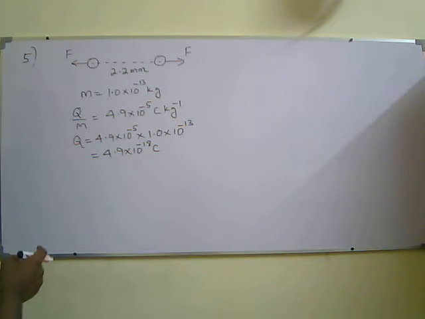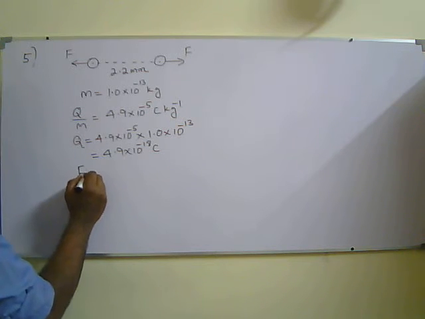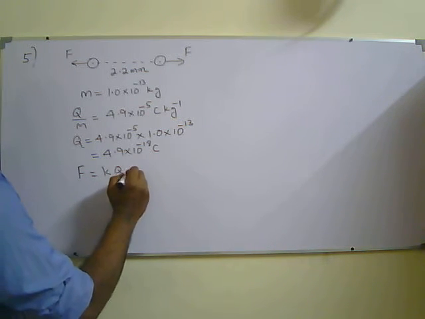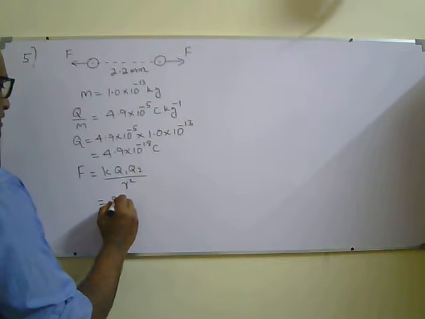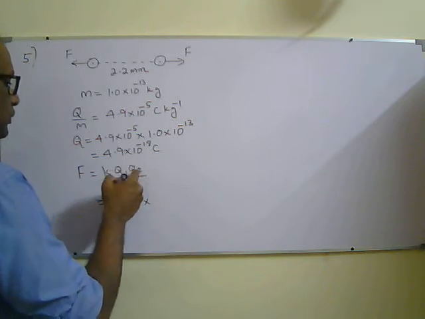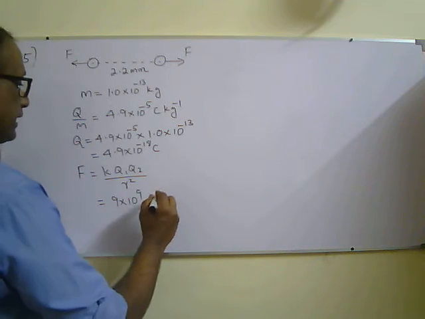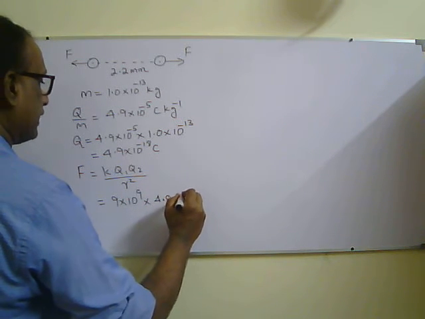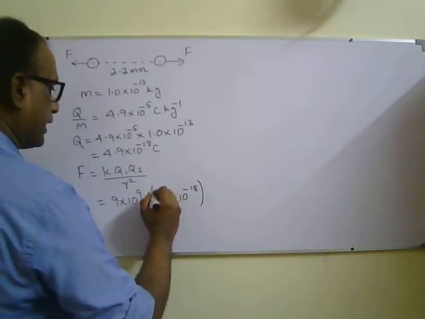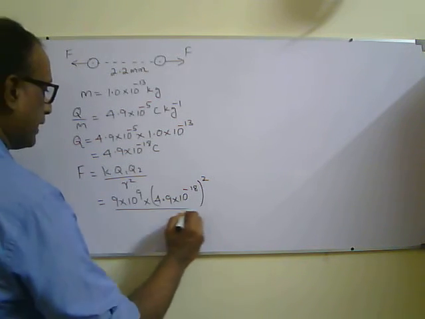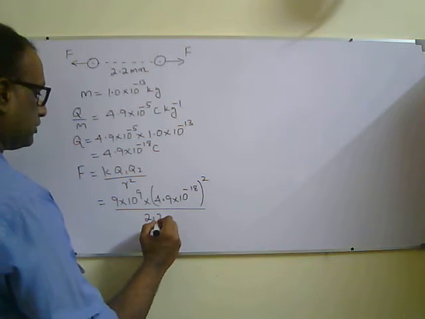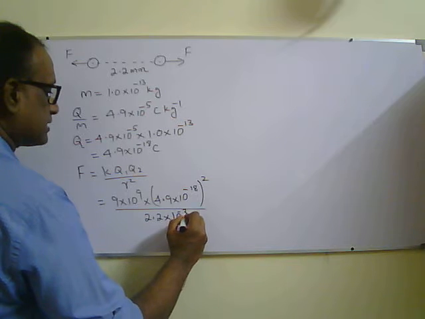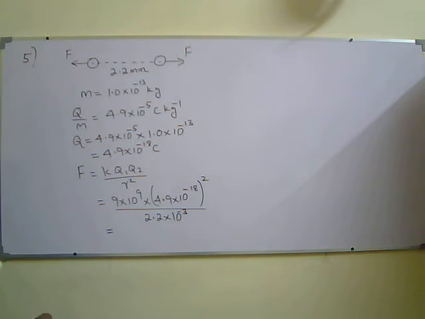So now I can use Coulomb's law, F equals k Q1 Q2 over r squared. k is 8.99 × 10^9, I'll use 9 × 10^9. Q1 and Q2 both carry the same charge, so I can say (4.9 × 10^-18) squared, because if I multiply twice, it will be squared. And the distance between the two charges will be 2.2 millimeter, so 2.2 × 10^-3 meter. Solve it. You will get the answer for the force.